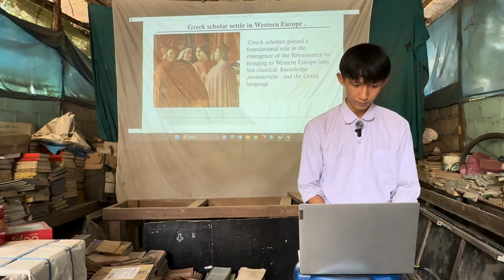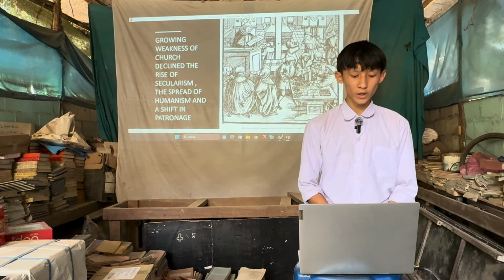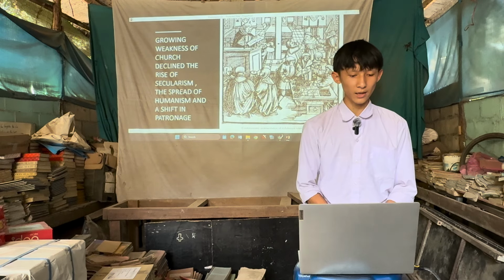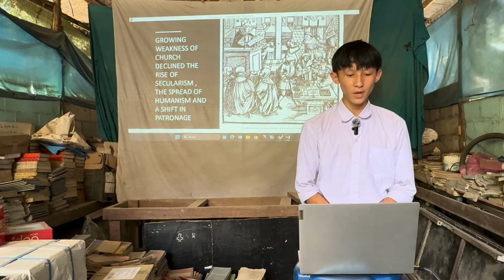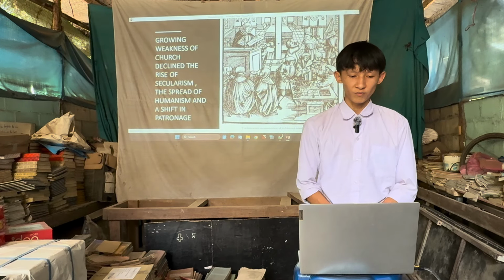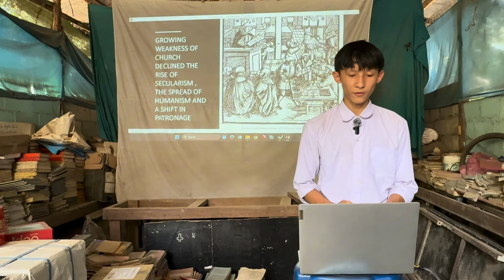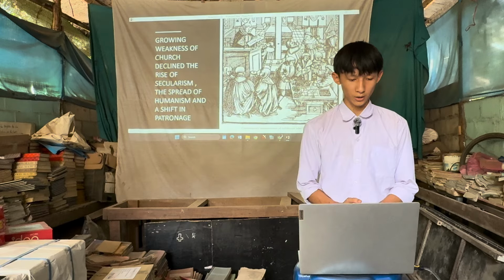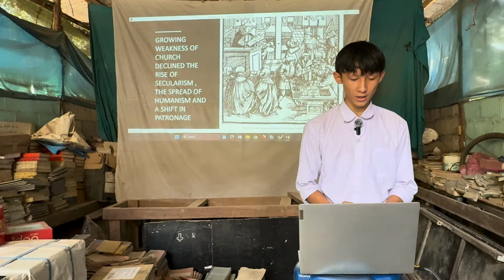The second one, growing weakness of the church. The decline of the church brought the rise of secularism, the spread of humanism, and a shift in patronage. This allowed the Renaissance to emerge freely and create new methods freely.